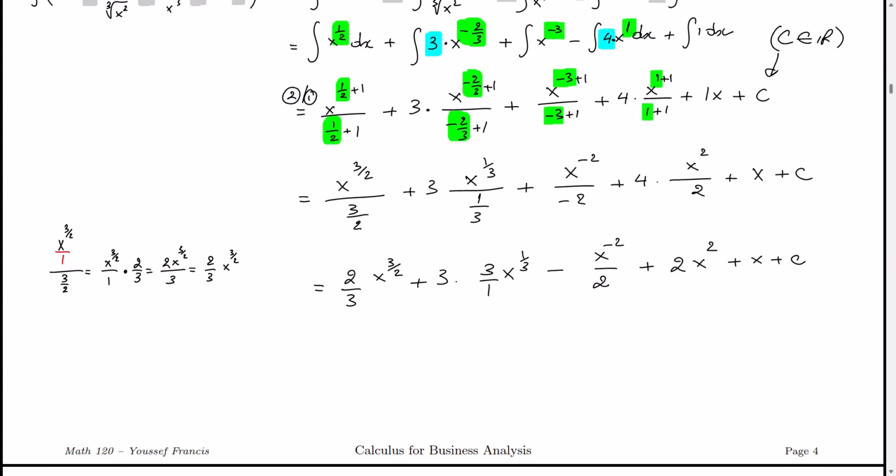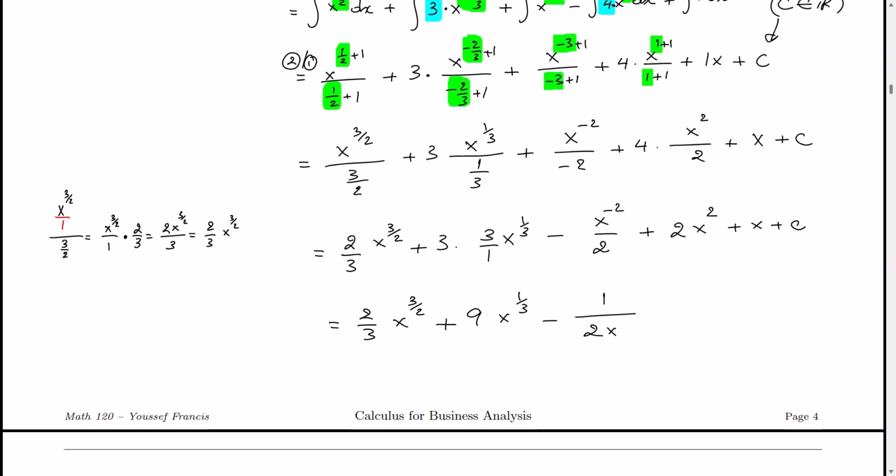So let's finish it up and write down 2/3 x to the 3/2 plus 3 times 3 divided by 1. That's going to be 9 with x to the power of 1/3. And minus, and if you want, you can write 1 over 2x squared in the denominator instead of the x in the numerator with a negative exponent. This looks a little bit better because it has fewer minuses. And the other terms are not going to change, so we're just going to copy them all down.